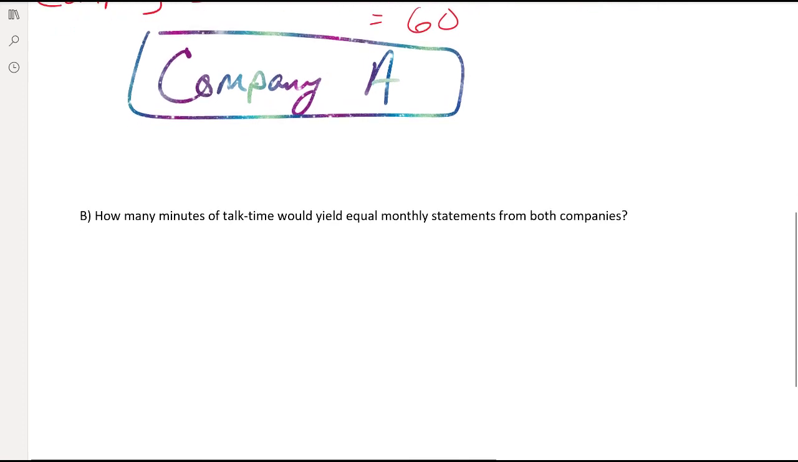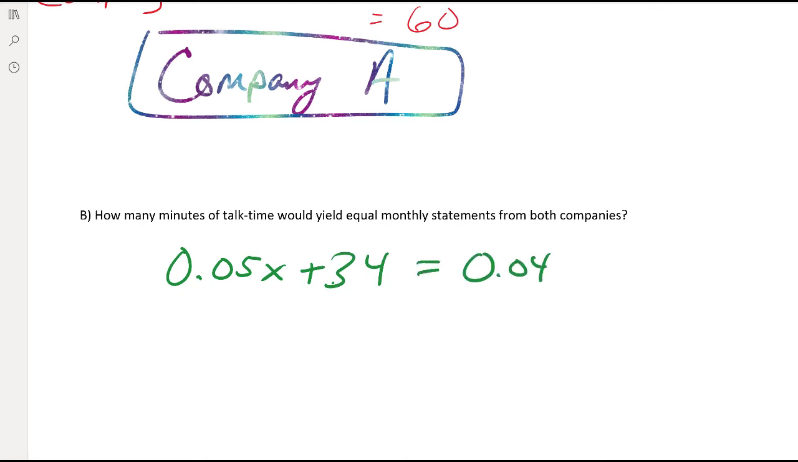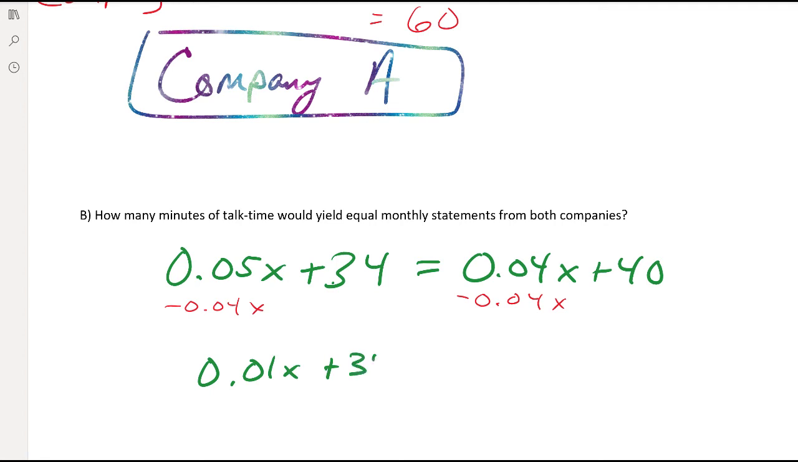What I mean by that is we're going to take 0.05x plus 34, which is the linear cost function for Company A, and set it equal to 0.04x plus 40, which is the linear cost function for Company B. Let's go ahead and solve this for x. I'm going to subtract 0.04x from both sides. On my left side, I'm left with 0.01x plus 34 is equal to 40.